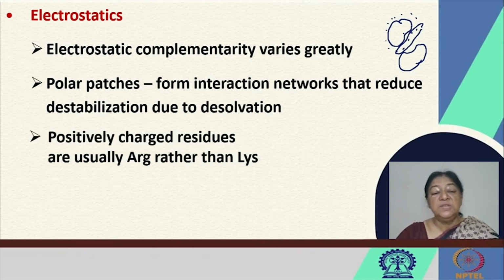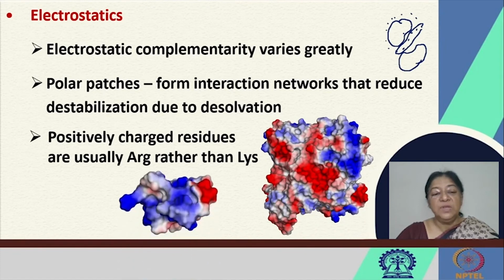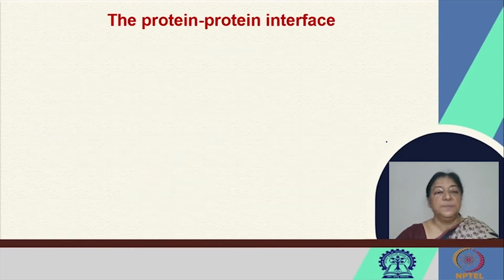They have positively charged residues that are comparatively more arginine than lysine. And we have the complementarity of the surfaces here that would result in a strong interaction, given that we have the negative patches and the positive patches. So depending upon the structural electrostatic complementarity, we can have a complex formation. So we have the positive and negative parts here.